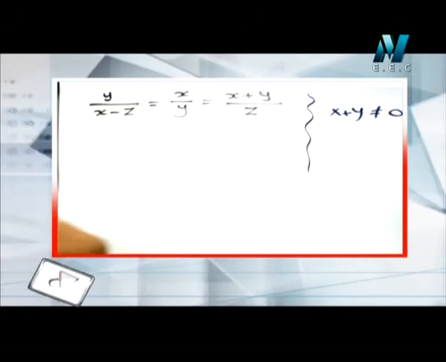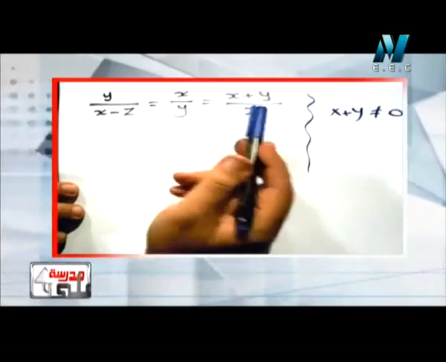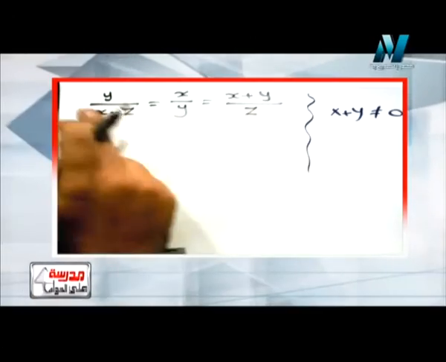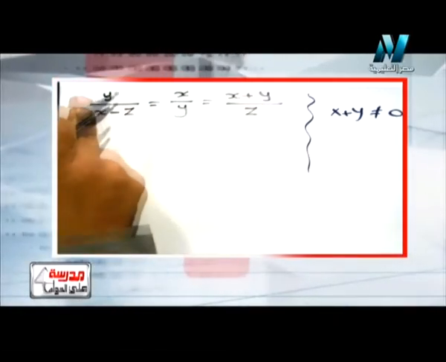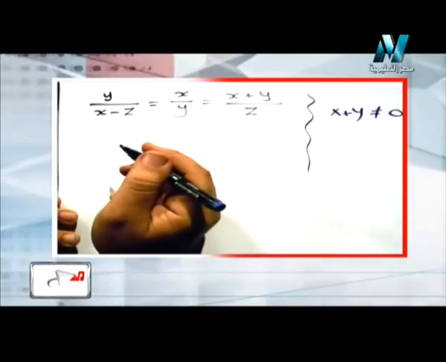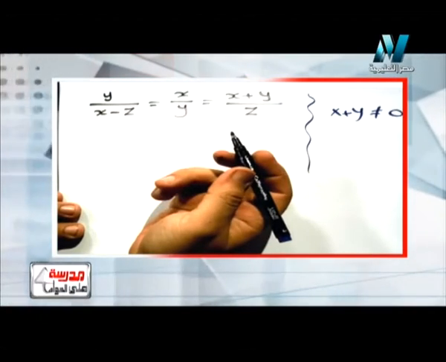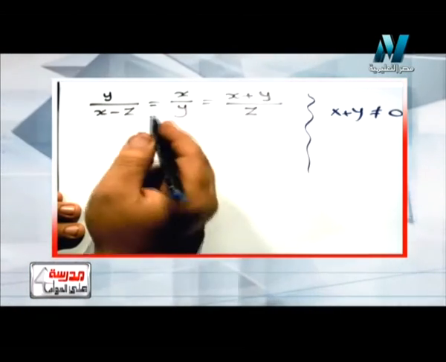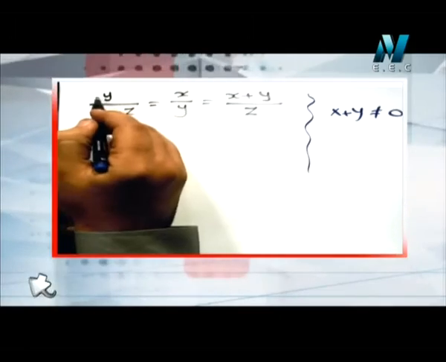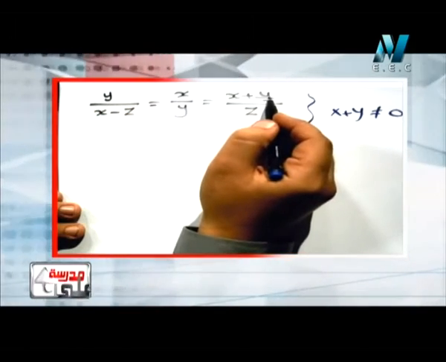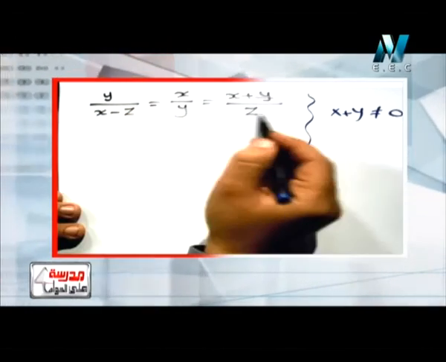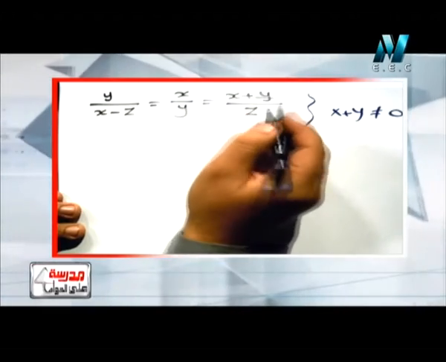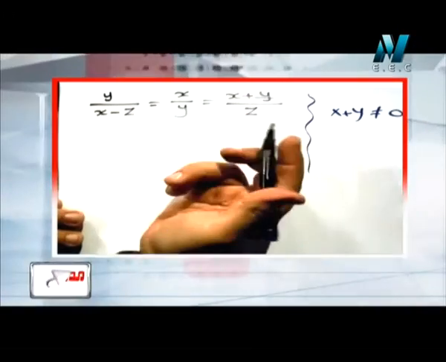Now, the first part: I want to prove that these ratios are equal to 2. So I have 3 ratios and they form a proportion. All I have to do is use the last property that we studied: if we add the antecedents of the 3 ratios and the consequents, we have a new ratio, and this ratio equals one of these ratios.